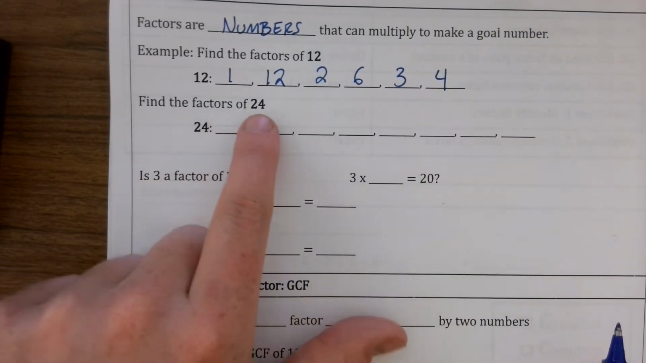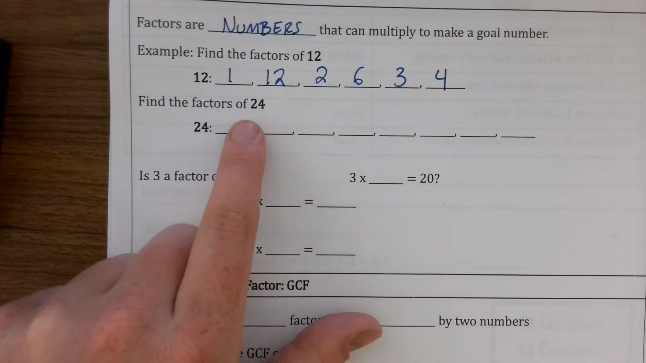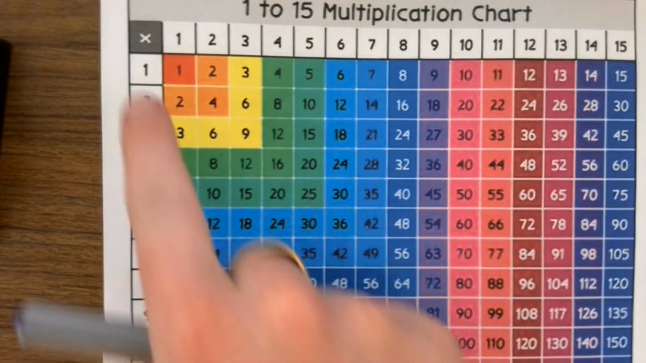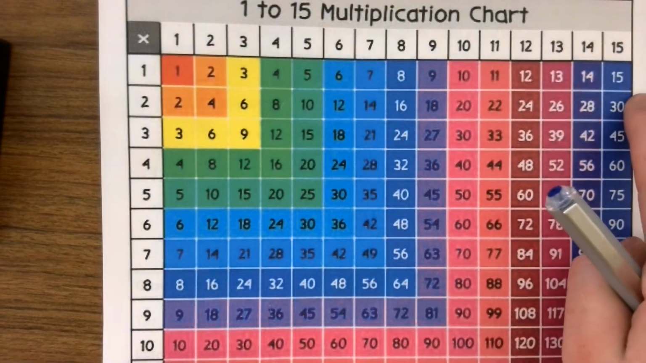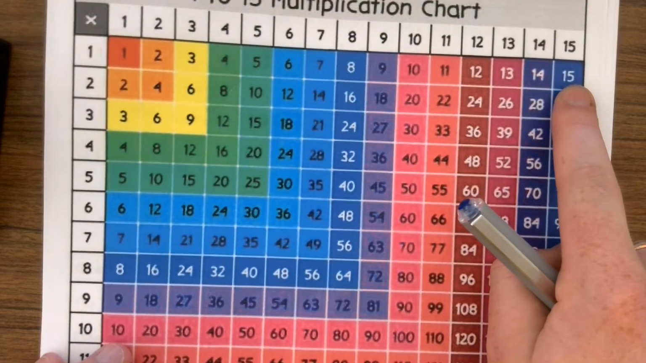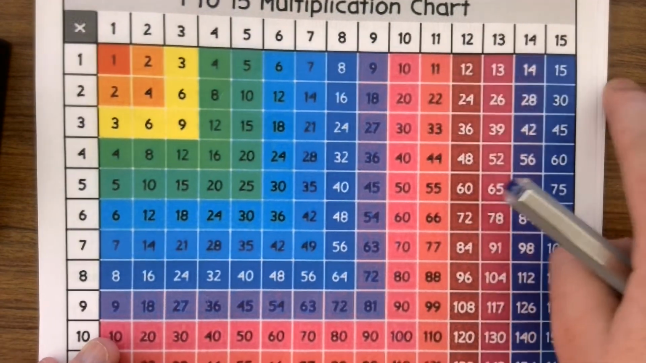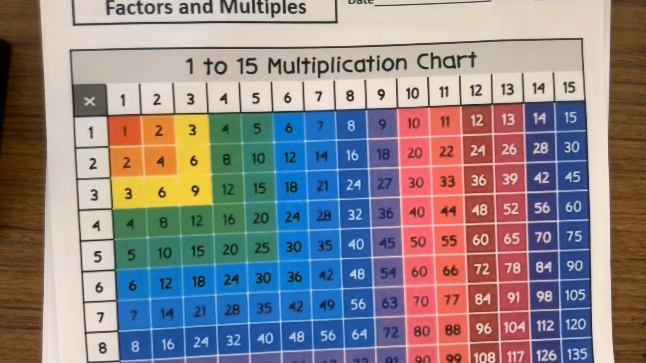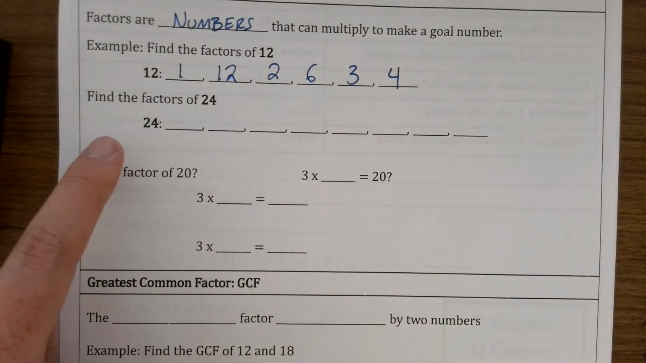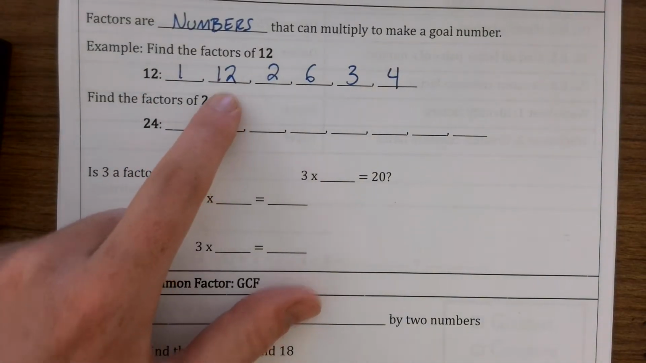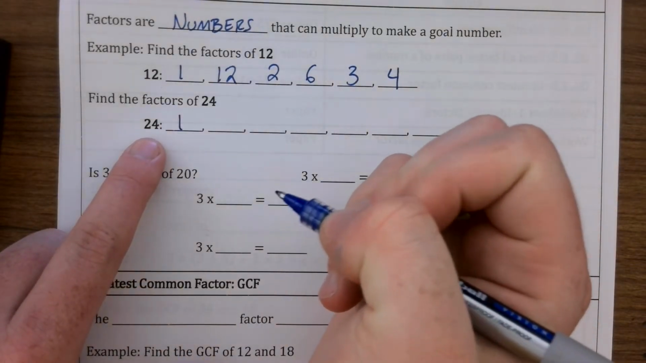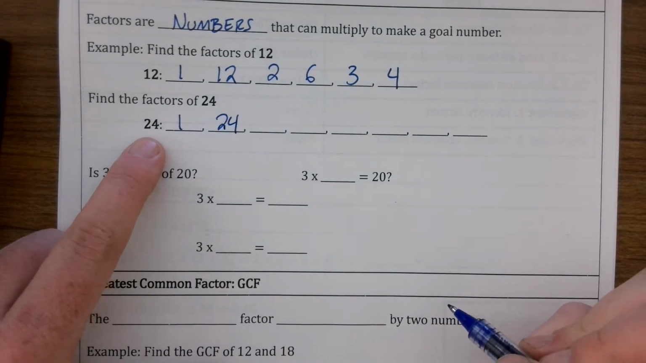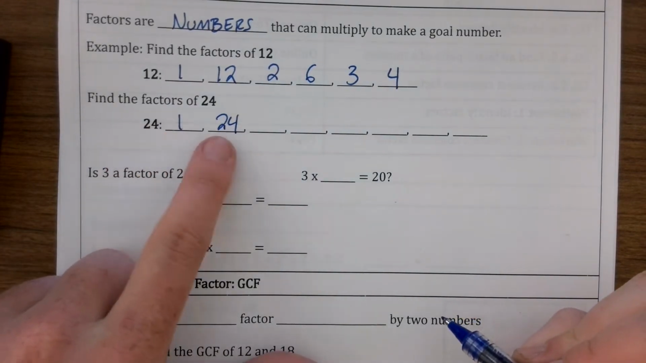Next, we're going to find factors of 24. So we're going to do the same thing, except instead of looking for 12, we're going to look for 24. Now, I'm going to follow my 1. Uh-oh. My multiplication chart ends at 15. I can't go past that on my chart. It doesn't go all the way to 24. Here's a hint. 1 will always be a factor of a number. Just like 1 times 12 makes 12, 1 times anything makes that number. So 1 times 24 makes that number. 1 and the number itself will always be factors.